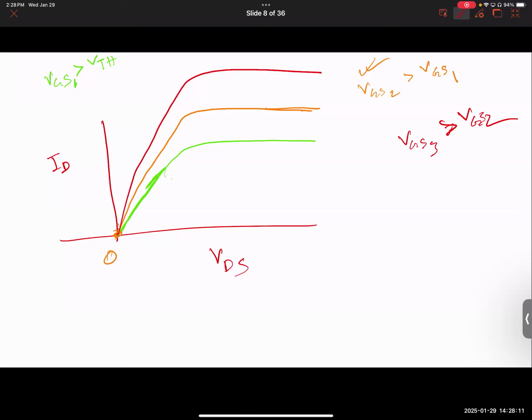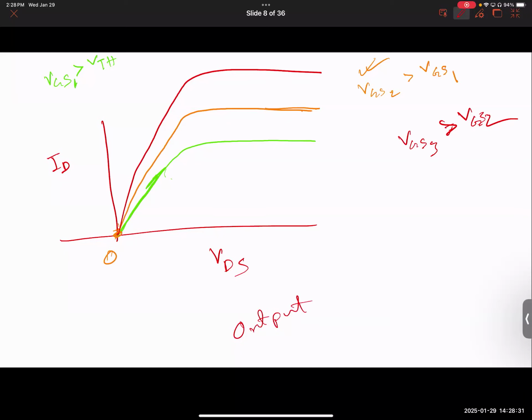Simple. This is ID versus VDS characteristics of a transistor. I'm definitely simplifying it. There are more patterns here that I'm ignoring for this particular course. I don't want to spend too much time talking about this, right? All right, so you have an idea. These characteristics are casually known as output characteristics.